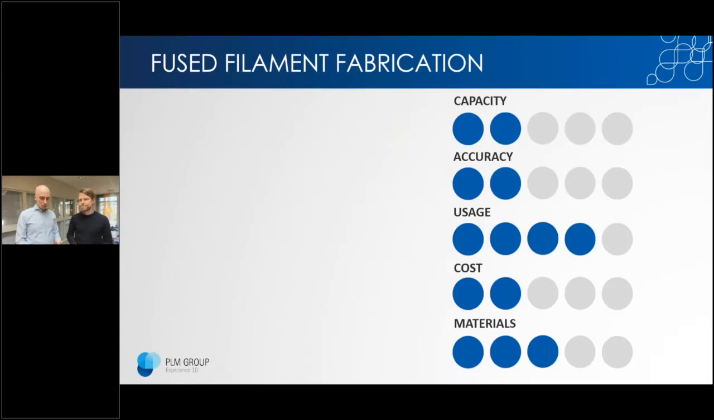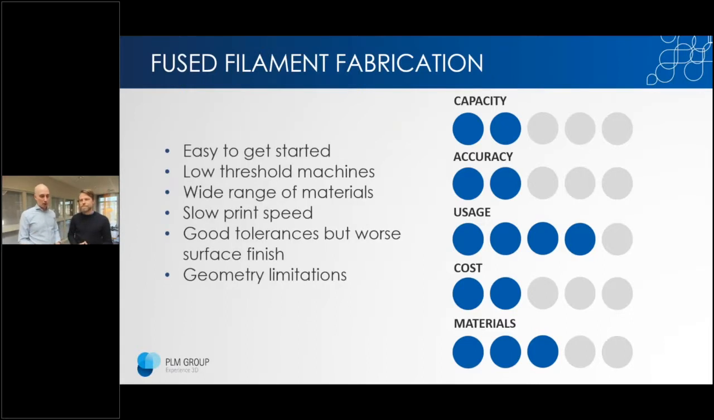So to summarize the metrics of FFF, it's really easy to get started. Very common first machine, low threshold, has a wide range of materials, but it prints slow, which makes it more suitable for prototyping maybe or low volumes. Pretty good tolerances, but it does have geometric limitations. So if you want to do super intricate fine detail parts, this is not in general the technology for you. Great, so that's the rating we put on FFF.